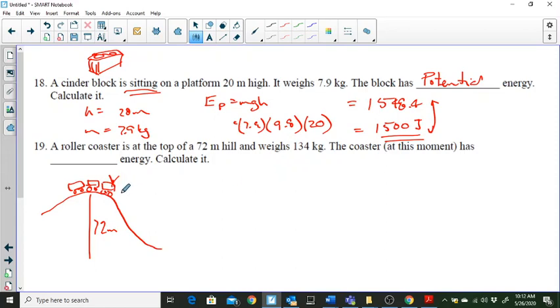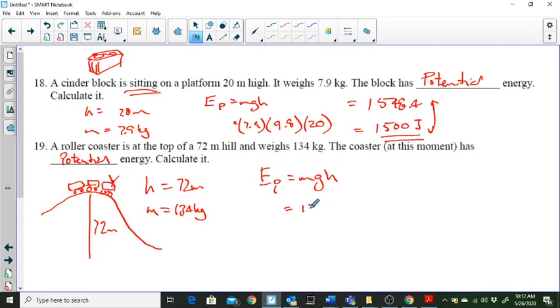Well, look at this. It's a roller coaster at the top of the hill, so it must be not moving at all. So it has potential energy. All right, so we've got our numbers in here, 72 meters. What do we measure in meters? Height, distances. So there's our height. 134 kilograms. What do we measure in kilograms? Mass. Potential energy, EP is equal to mgh.